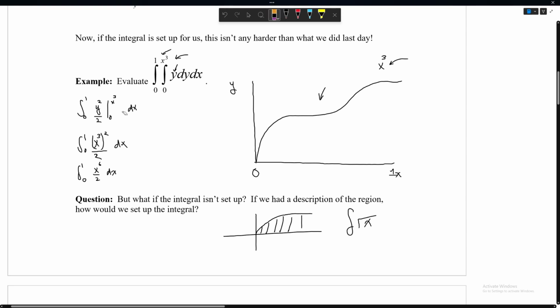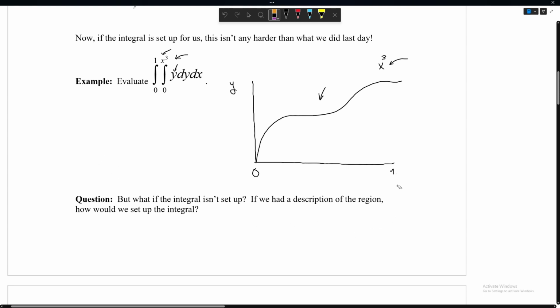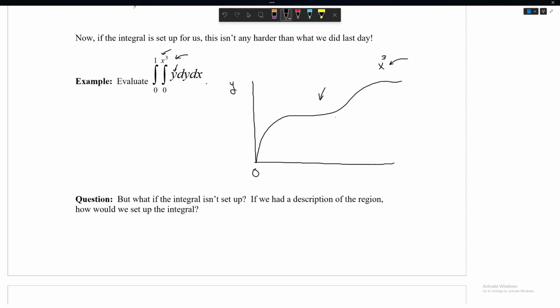Okay, now I'm going to get rid of this so it doesn't confuse you guys. If you need it, you can take a picture of it. I know it's annotated, so you don't even need to. This is 1. This is x.